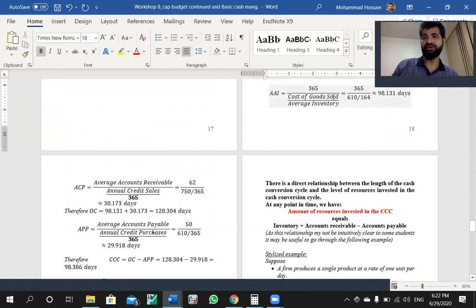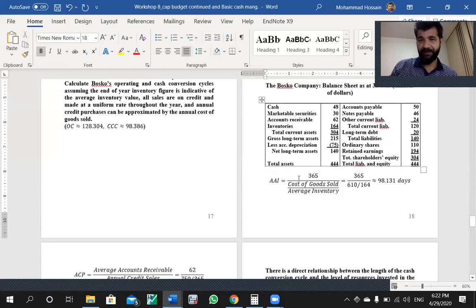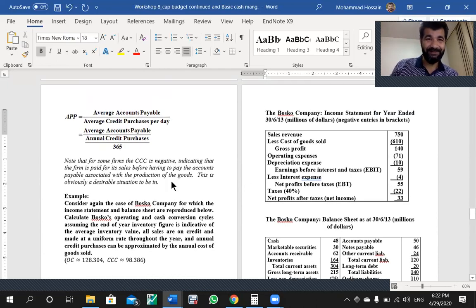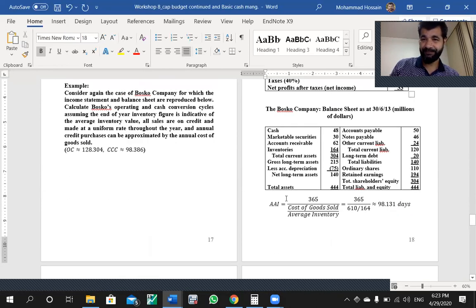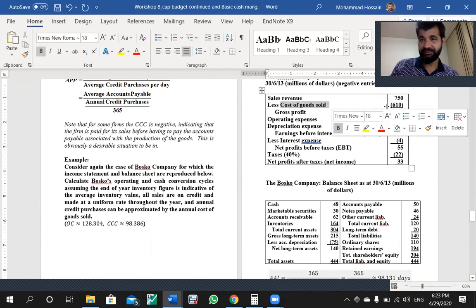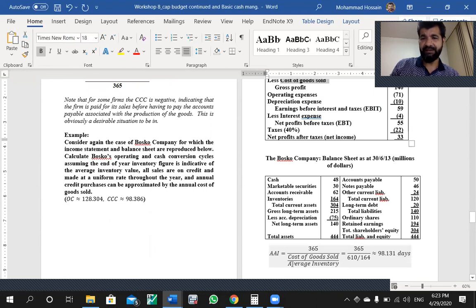AAI uses the cost of goods sold and average inventory. So let's do this one. What is AAI? Average age of inventory. So 365 divided by 610 by 164. How did they get cost of goods sold? Look, cost of goods sold is given here, 610. And this is average inventory, which is 164.